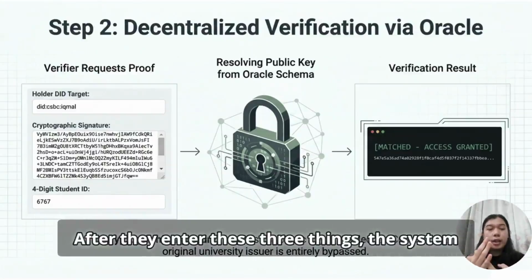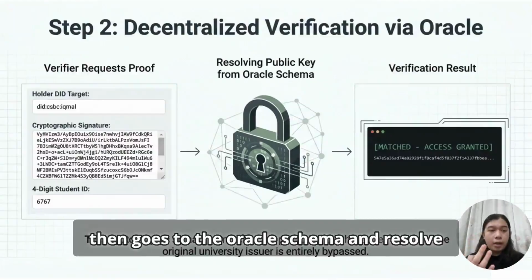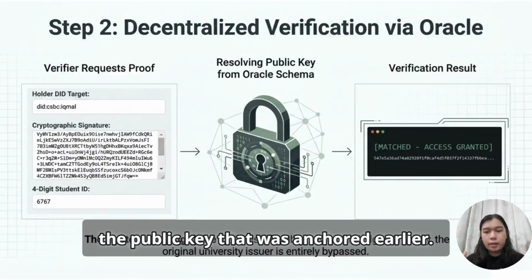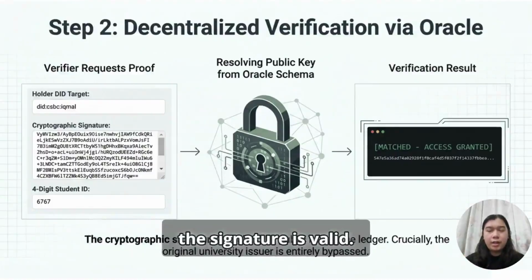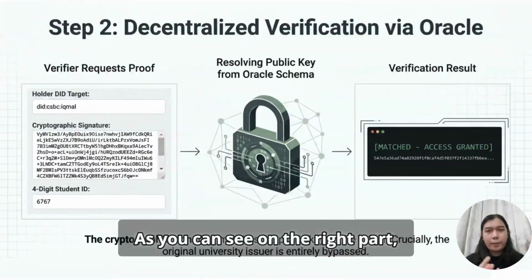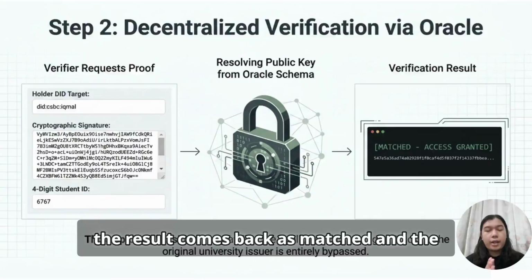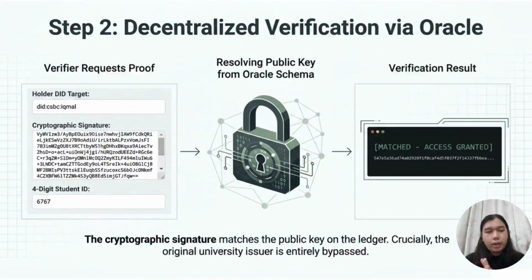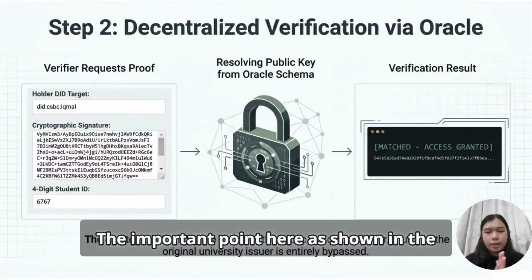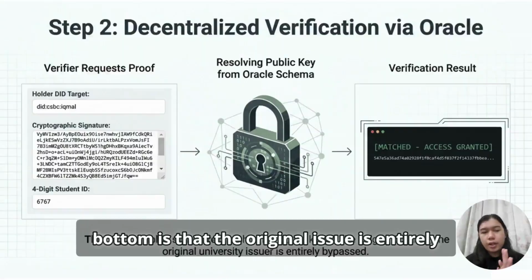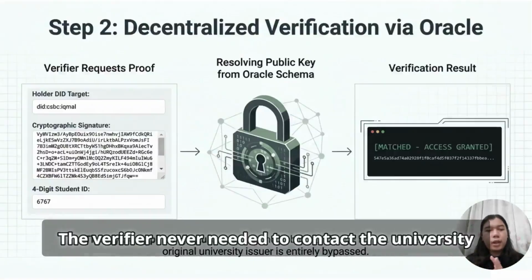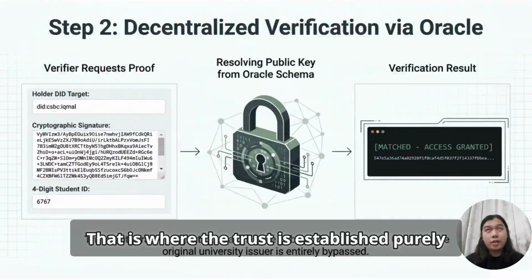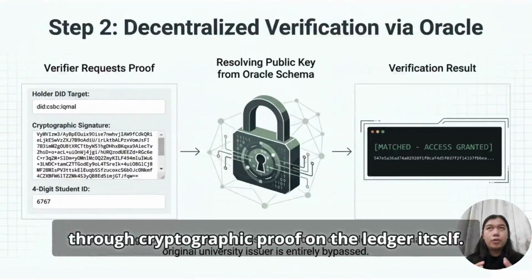After they enter these three things, the system goes to the Oracle schema and resolves the public key that was anchored earlier. It uses that public key to check whether the signature is valid. As you can see on the right part, the result comes back as match, and access is granted. The important point here, as shown at the bottom, is that the original issuer is entirely bypassed. The verifier never needed to contact the university at all. That is where trust is established purely through cryptographic proof on the ledger itself.